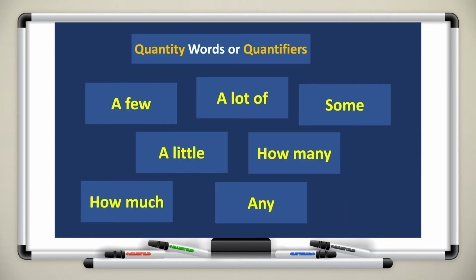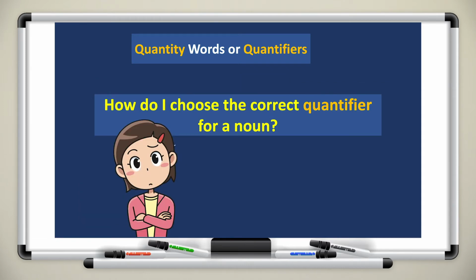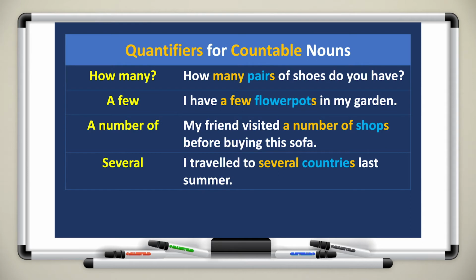Now there is a set of words in English we call quantifiers, or the quantity words, that we use with the countable and the uncountable nouns. For example, words like a few, a lot of, some, a little, how many, how much for questions, and any. The question is, how do I use the correct quantifier for the noun I'm using? Let's take a look at those quantifiers.